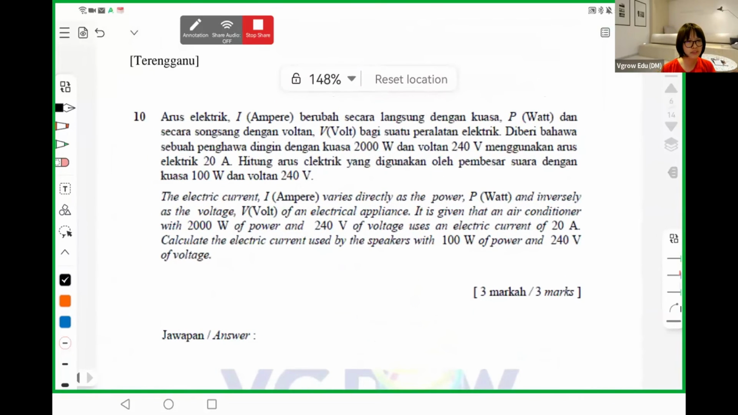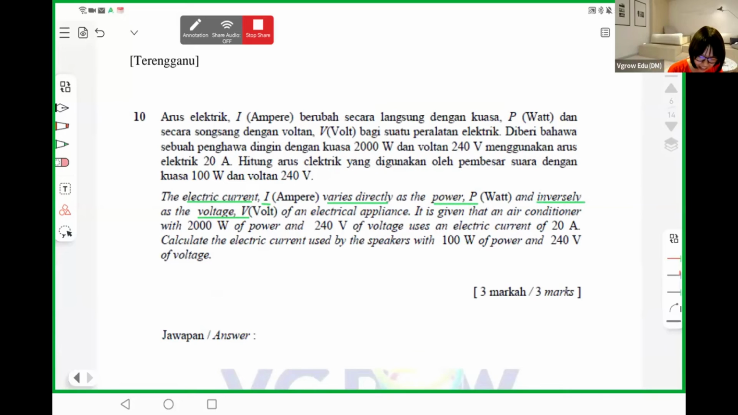Okay, so you might be wondering why it's like a long story. So my tip will be: underline the keywords only. So the electric current represented by I varies directly as the power P, and inversely as the voltage V. So it doesn't matter if you don't understand what an air conditioner is, just let it be. Okay, I'm just using it as an example.